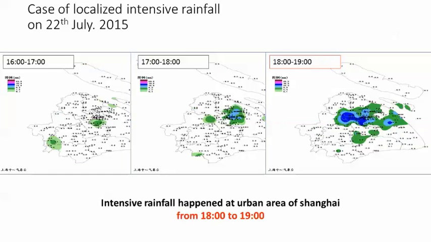This is the intense rainfall which happened in the urban area of Shanghai from 18 o'clock to 19 o'clock on July 22, 2015. The accumulated precipitation in 1 hour, especially from 18 o'clock to 19 o'clock, was more than 20 millimeters. This time is back-home time, in which people will obviously consider the weather situation.